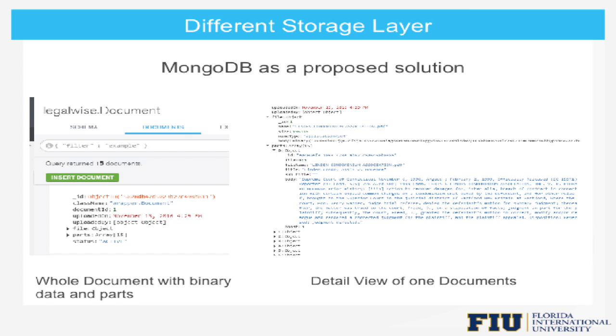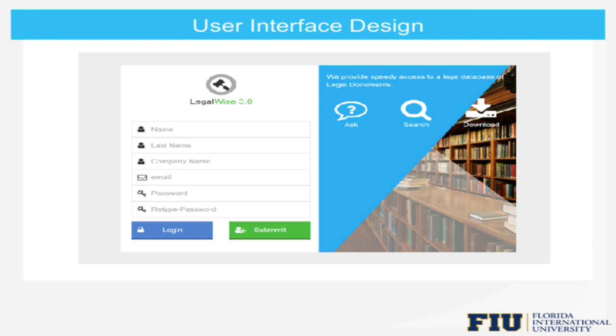As you can see in the screenshot on the left, it displays a whole document with binary data and parts. The screenshot on the right displays a detailed view of the document showing the file name, title, and body of that particular document.